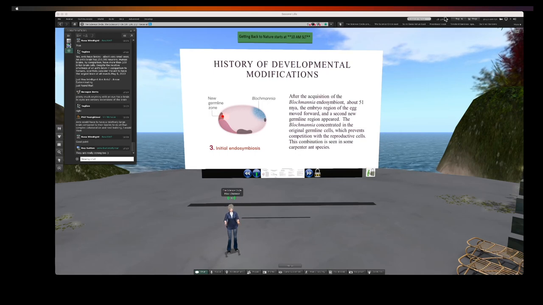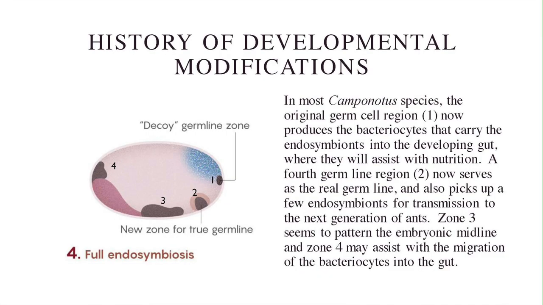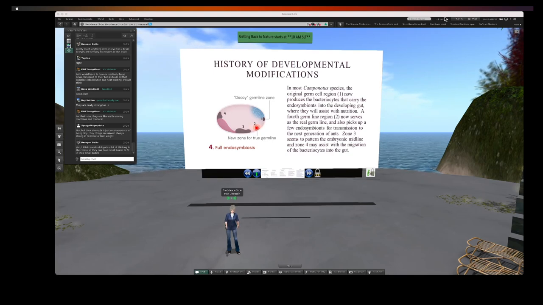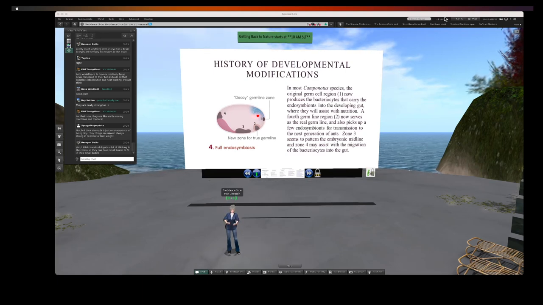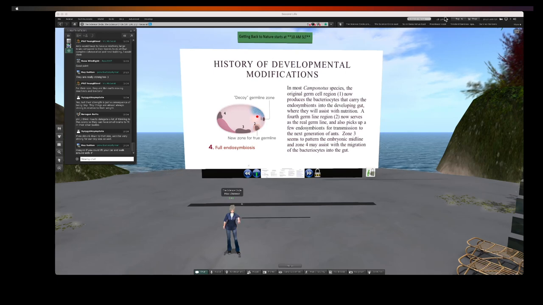So this combination is seen in a few Carpenter ant species, but mostly what you see in the Carpenter ants is this situation, in which you have now got the original germline zone, the two new zones, and then a fourth zone, which is called number two here. I know that's confusing, but that's the way they number it. And this fourth zone is now the real germline. So this is where the eggs and sperm for the next generation are going to develop. And these cells also pick up a few Vulcania from this sort of decoy germline zone, which makes the bacteriocytes. So these all become bacteriocytes. These become gametes, but they also pick up just a few of the bacteria so that they can transport them into the next generation.